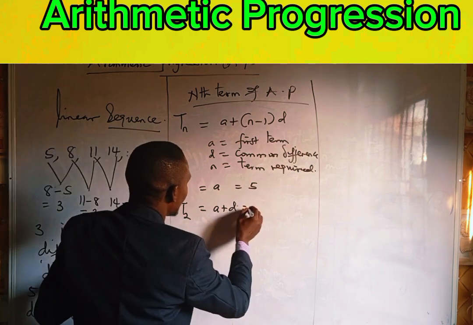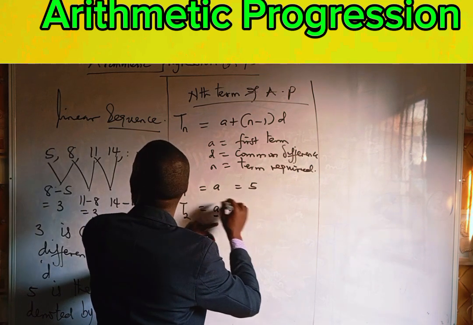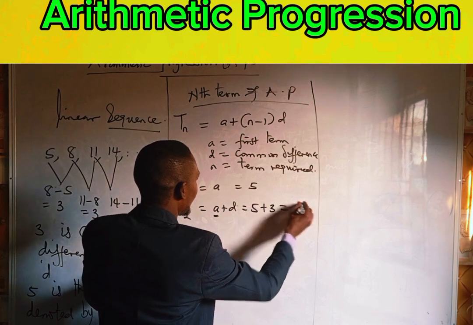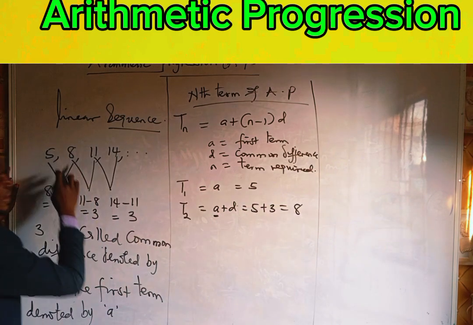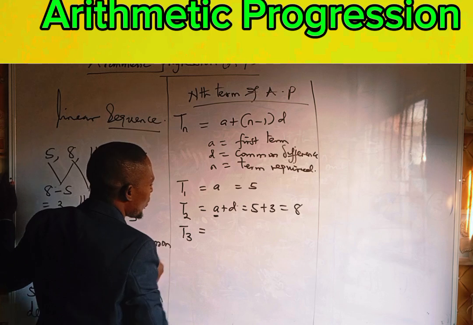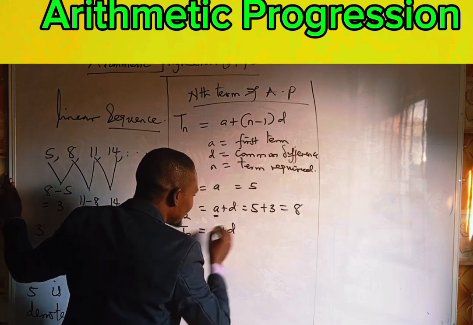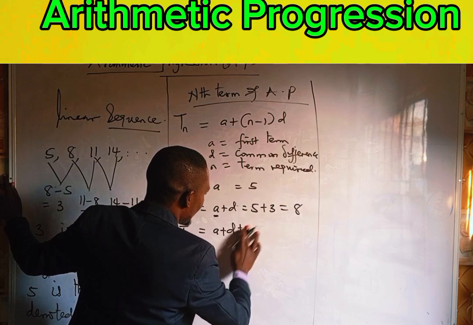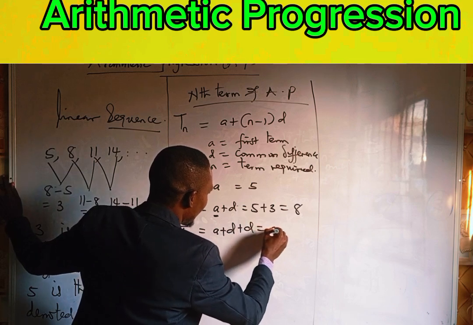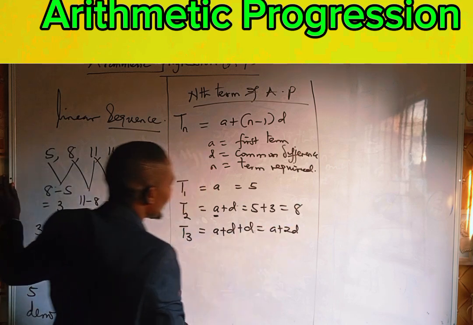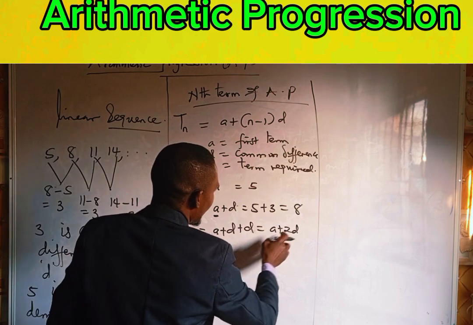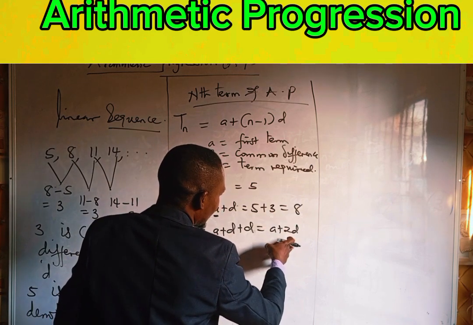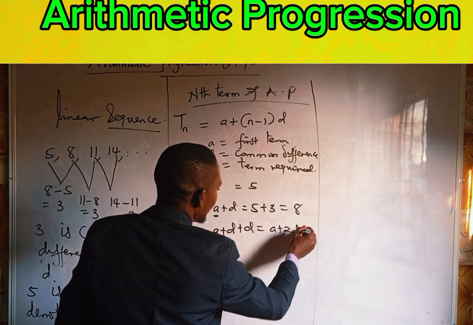Look at it. My A is 5. What is my D? My D is 3, and that will give me 8. Look at the 8 here. Now, T3. T3 is what? A plus D plus another D, which is A plus 2D. And what is A here? 5. Now, plus 2 times 3 will give me 6. 5 plus 6 is what? 11. Have you seen it?